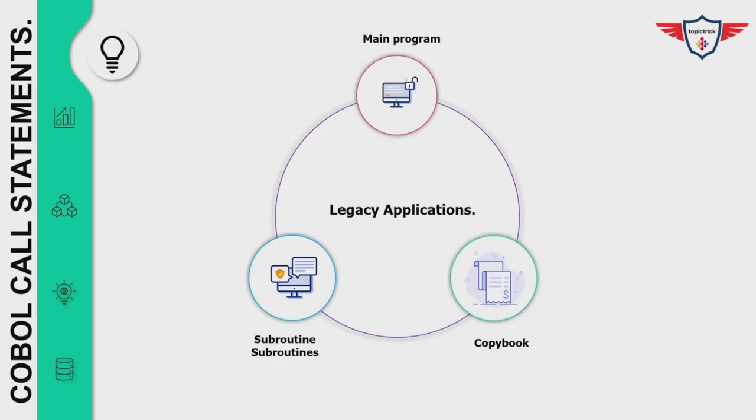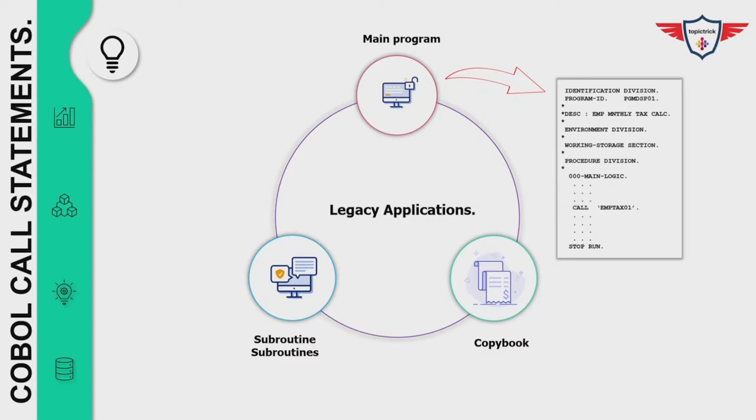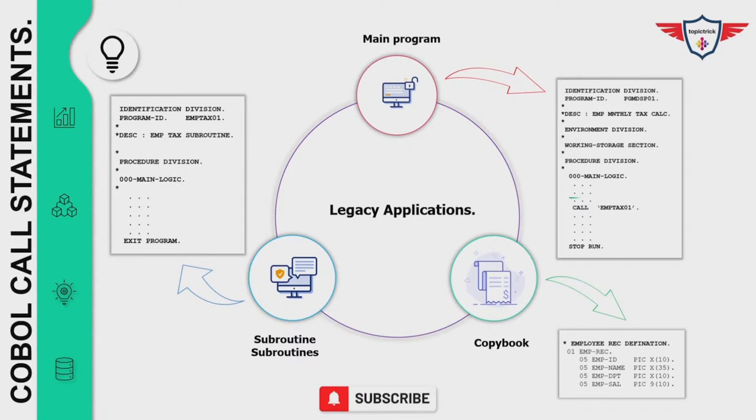So here is a legacy application which is using a main program, a copybook, and a subprogram. The main program is the first program in the run unit. In this case, there's a program called DSP01 which is acting as the main program. I've included the core business functionality in this program, and it is using the CALL statement to call the subprogram. If you look at the right-hand side of your screen, you'll see the subprogram, that is TAX01, and it is calculating tax on employee salary.